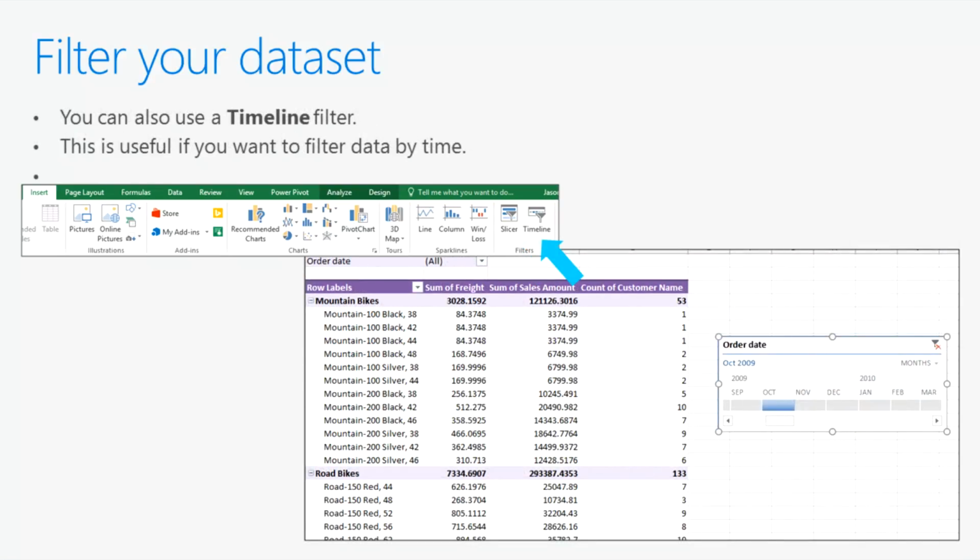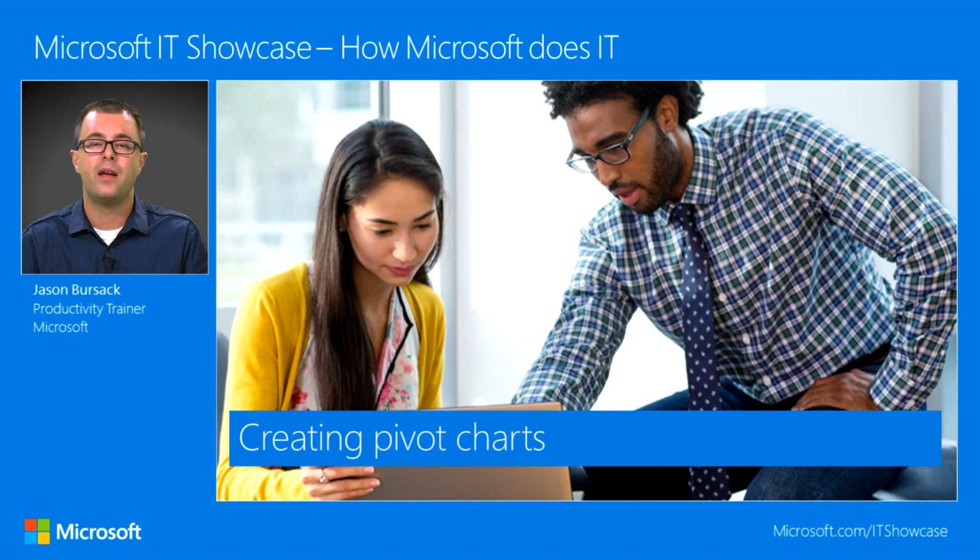Another way to filter your data set is with the timeline. And the timeline really is a type of slicer. As you can see on the screen here, we've got some months highlighted. You can also highlight quarters or days or years. And instead of clicking on a specific country or a specific time zone or whatever you're clicking on with your slicer, you click on a time on the timeline filter, and that will show you only the data that corresponds to the particular time in that timeline. We'll move on to creating pivot charts next.